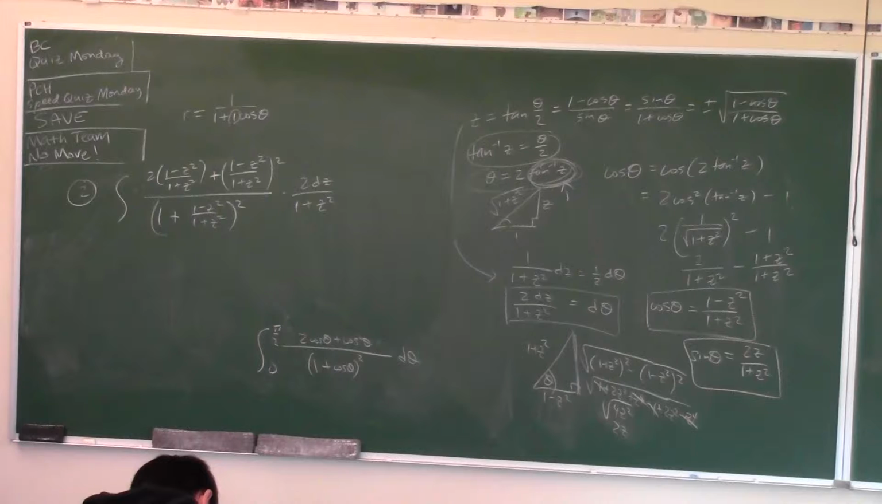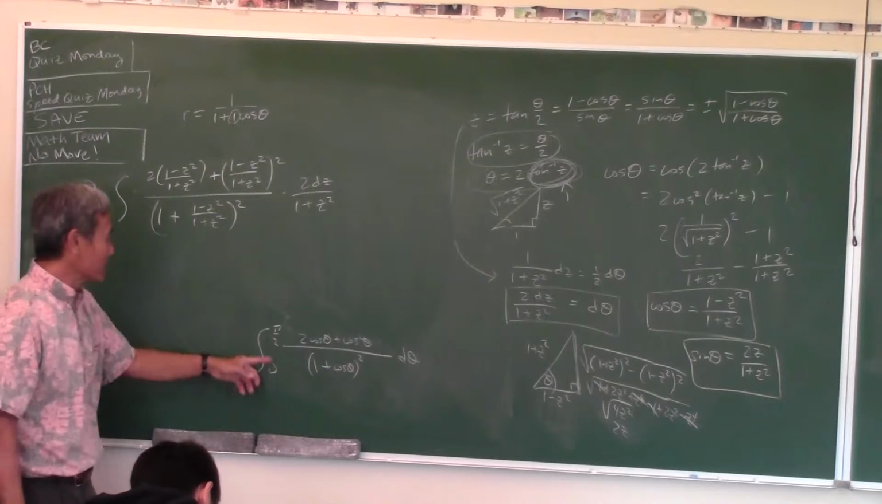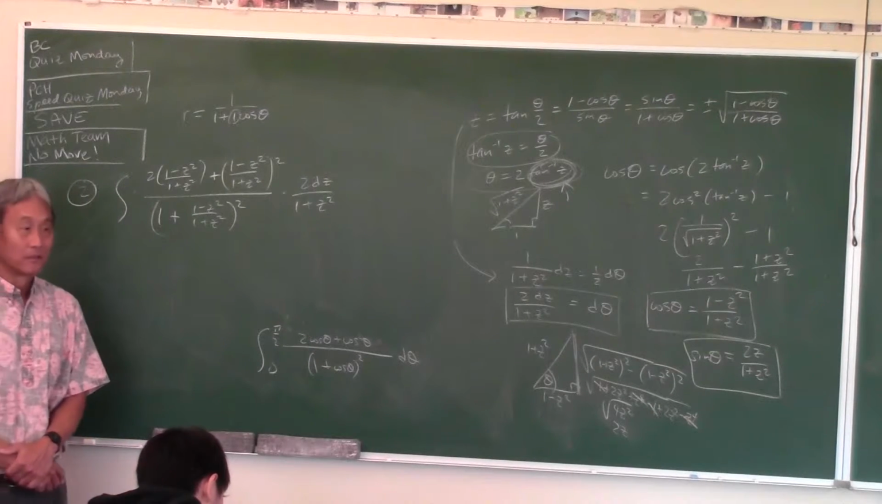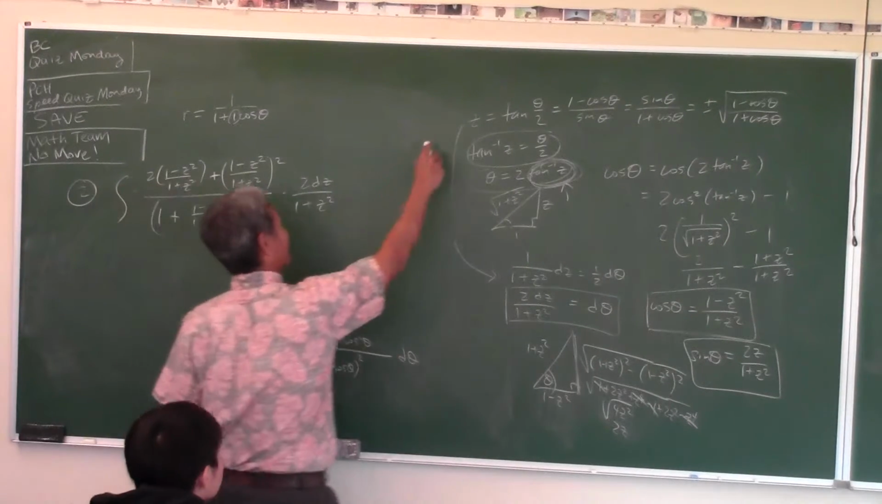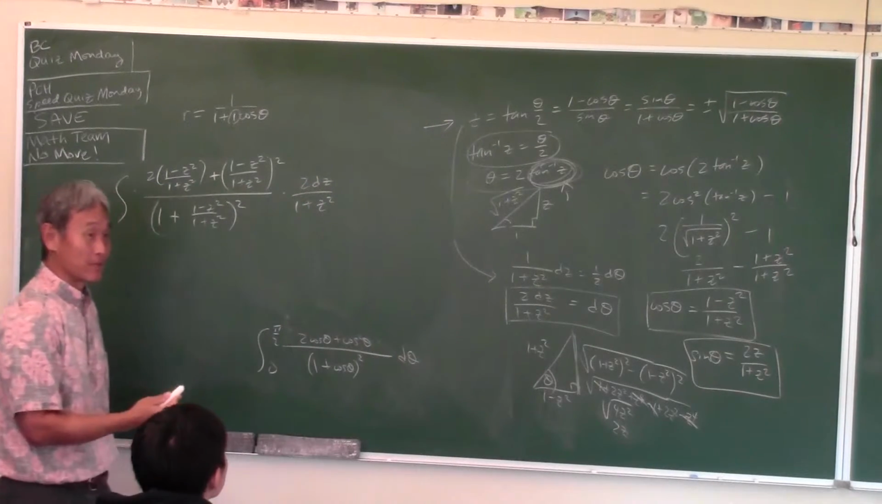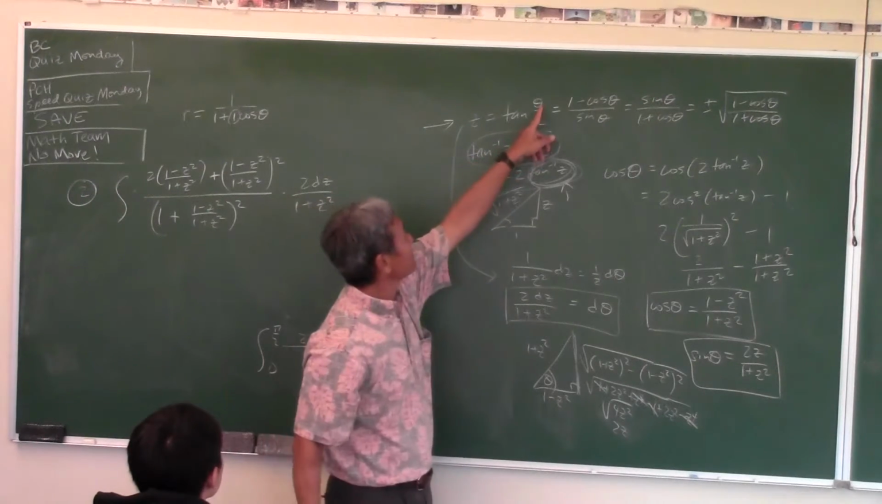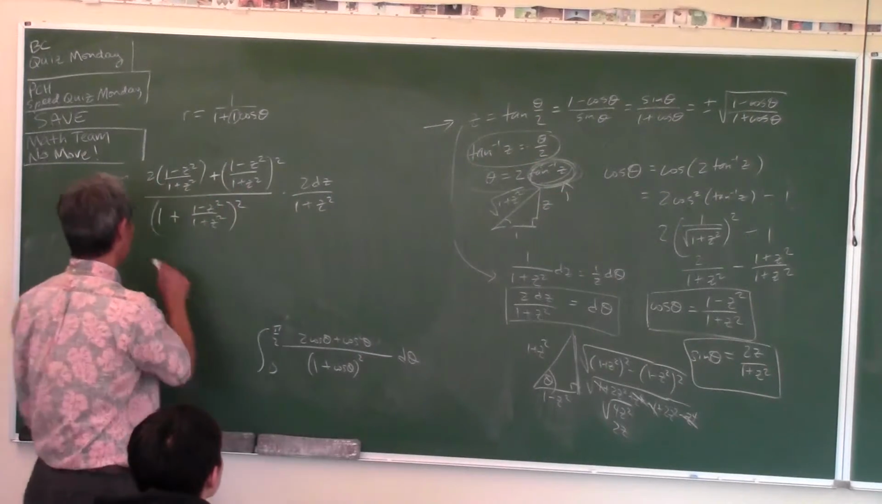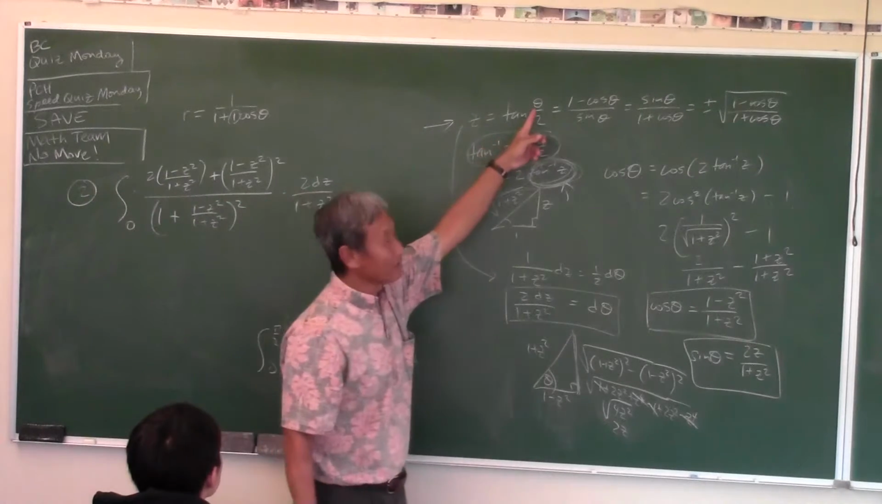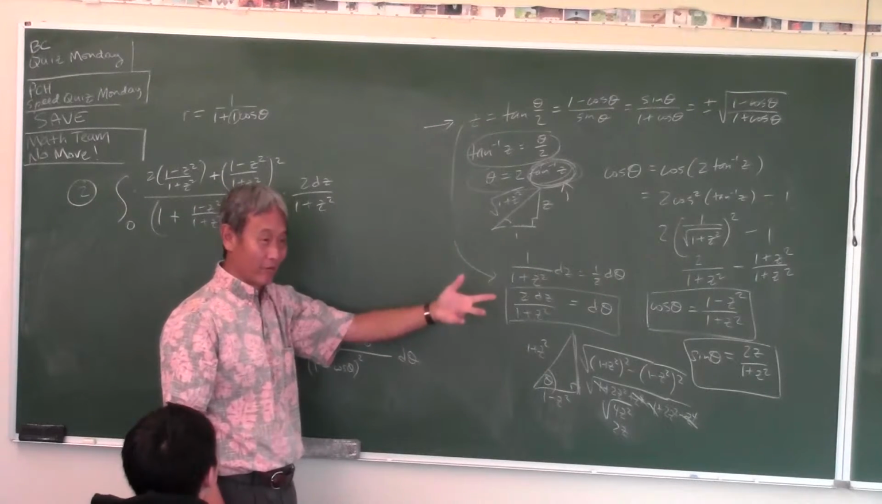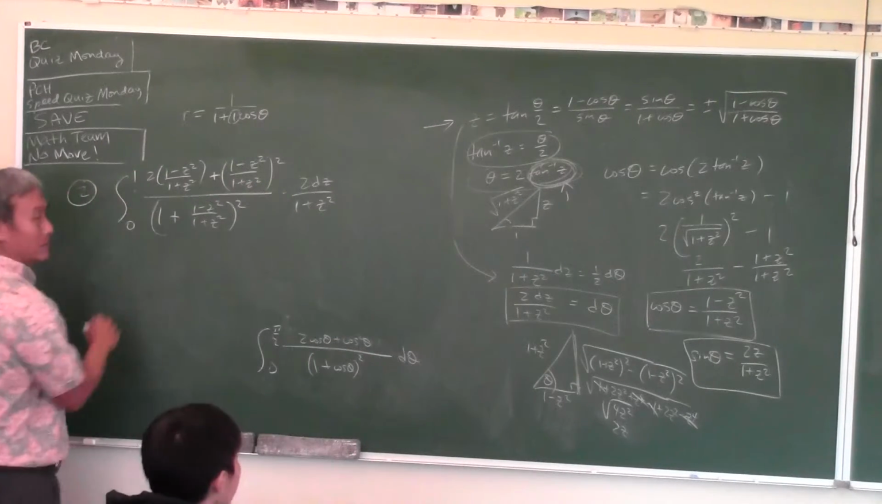And what are my new limits of integration going to be? The original one went from 0 to pi over 2. What are my new limits? Negative 1 to 1? No. Why not? Remember, z equals tangent of theta over 2 was your original substitution. So what if theta is 0? What is z? 0. And what happens when I plug in pi over 2 for theta? Pi over 2 over 2 is pi over 4. Tangent of pi over 4 is 1.